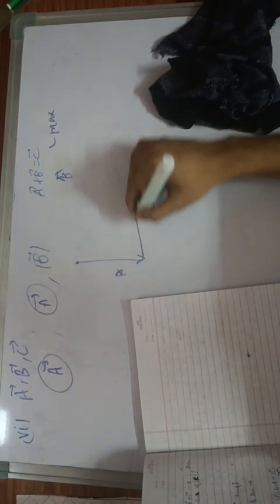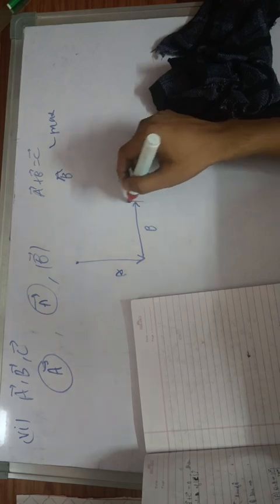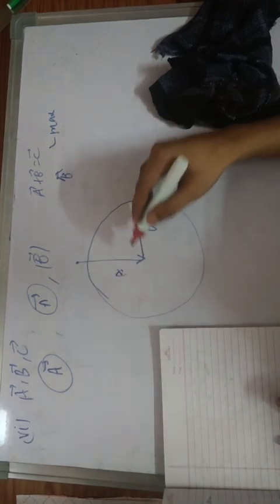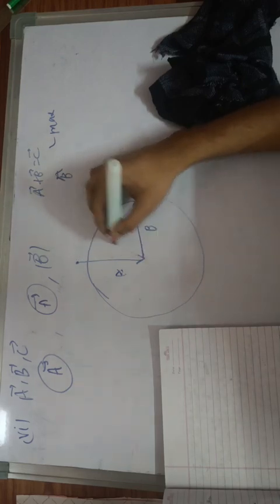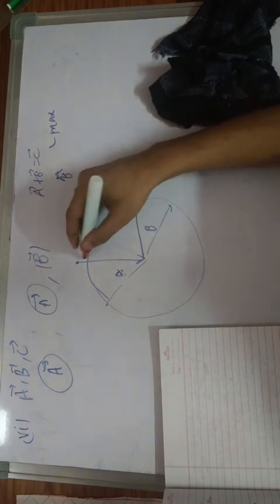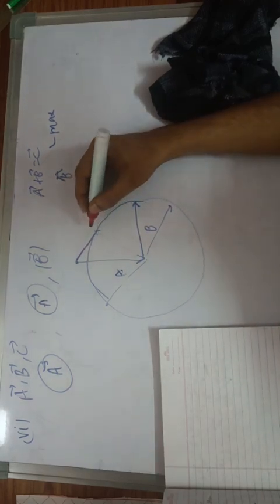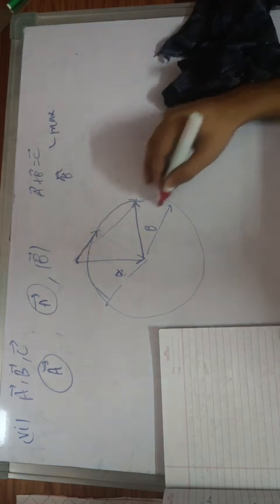So let's say this is the B vector, its direction is not fixed but its magnitude is fixed, so it can point in any direction and the C will lie accordingly. So B vector can be here, B vector can be here, B vector can be here, and the resultant C vector will be this or this or this.